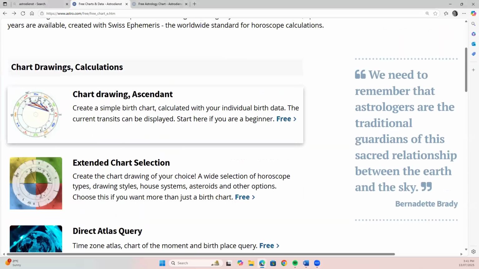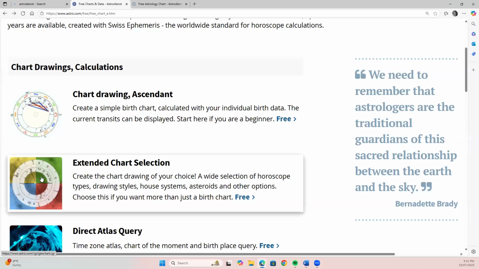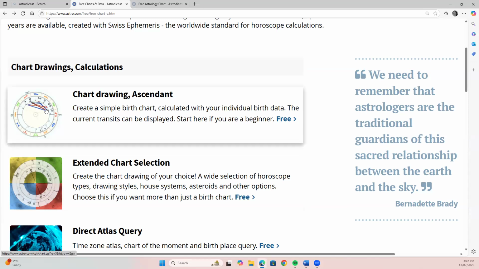And you can choose either this first one, create a simple birth chart, or if you have already done this many times before and you're familiar with it, you can choose extended chart selection. In this one, you can actually choose aspects to Chiron, so it highlights those relationships to Chiron. But I would just go with this one, the create a simple birth chart.